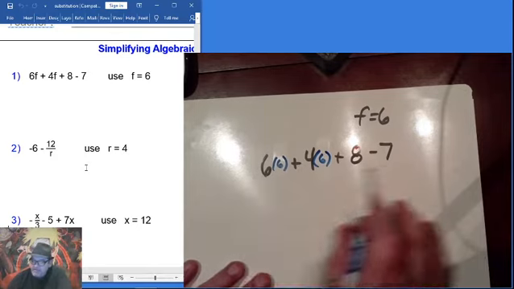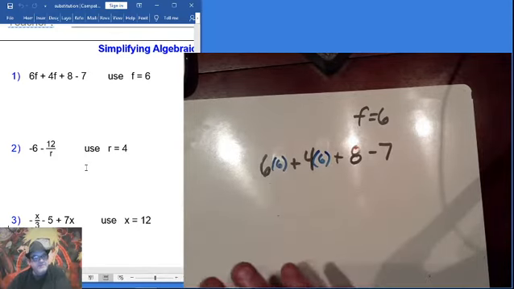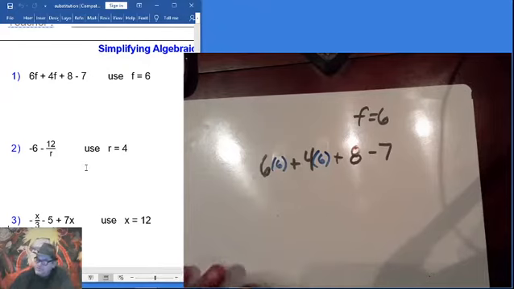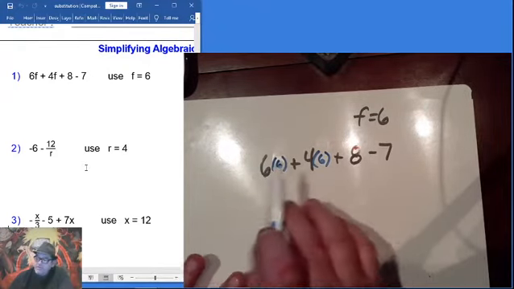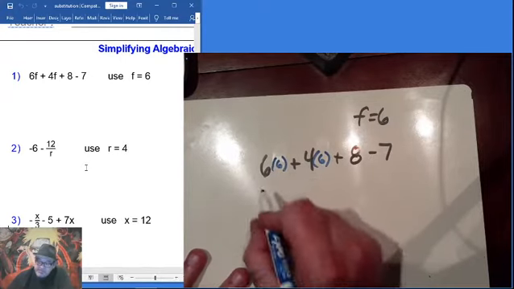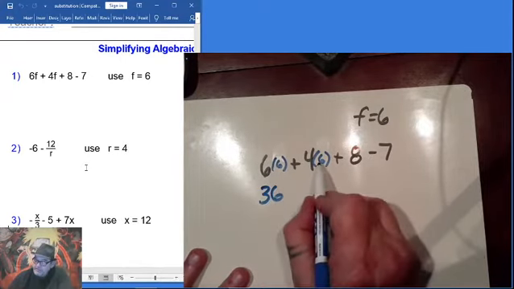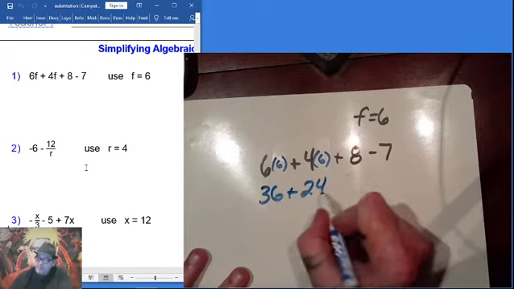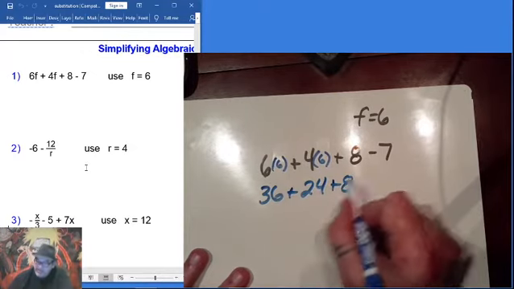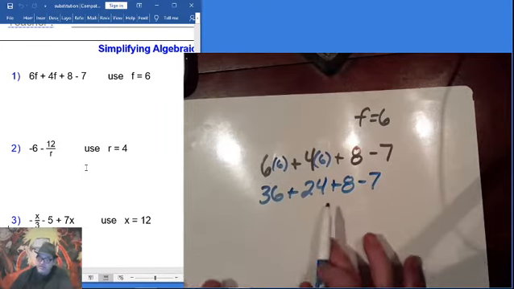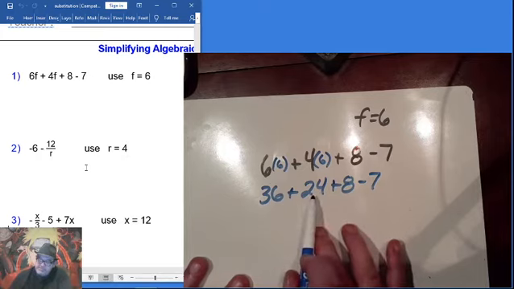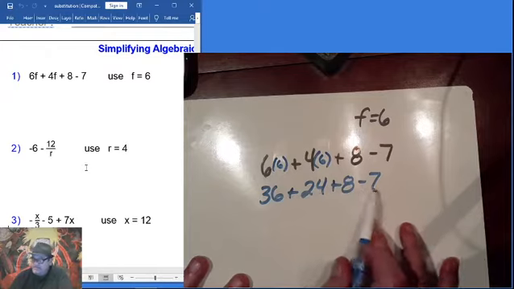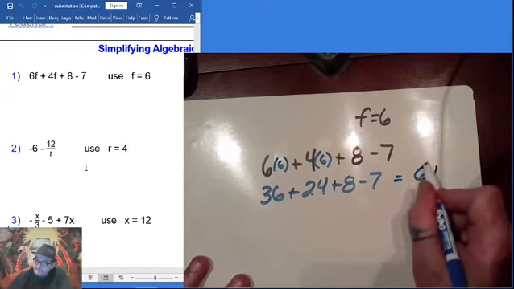Now, in order to simplify this expression, I'm going to follow PEMDAS, the order of operations, right? So there's no parentheses to solve. There's no exponents. There is multiplication. 6 times 6 is 36. And then 4 times 6 is 24. And this plus 8 I can bring down, and this minus 7 I can bring down. Now I can simplify this by just adding and subtracting. So 36 plus 24 is 60, plus 8 is 68, minus 7 is 61.